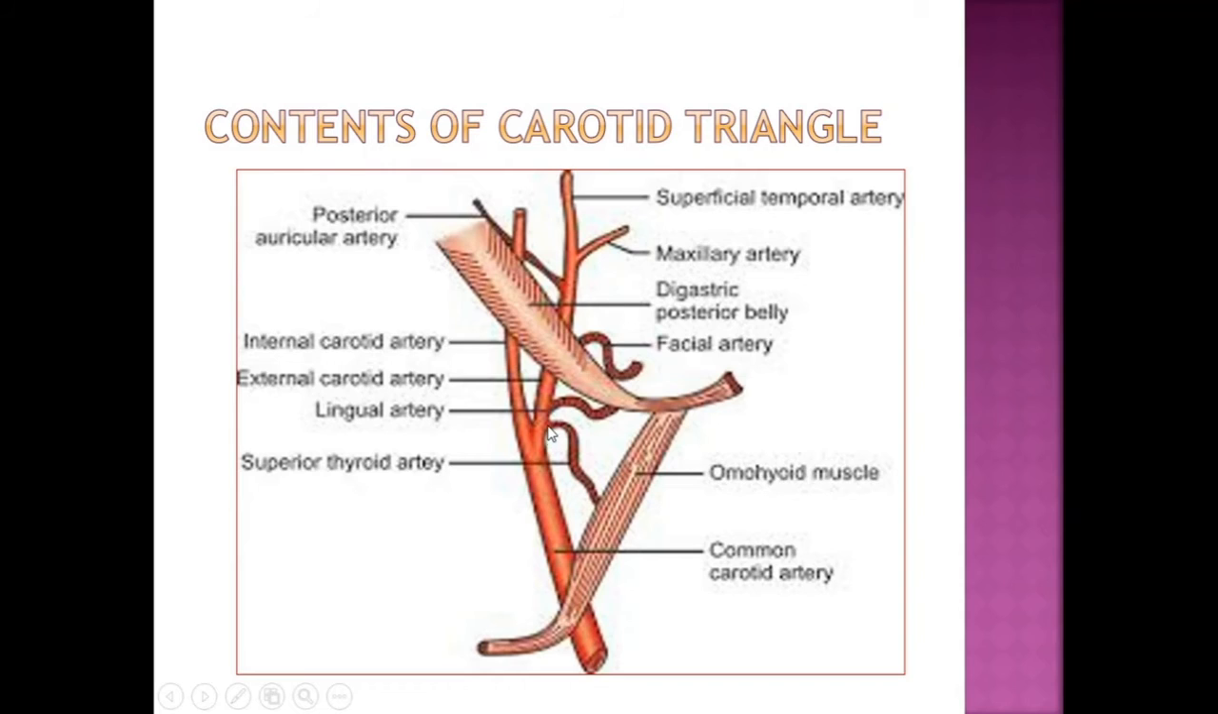So this is the superior thyroid artery. The superior thyroid artery runs downwards, resting on the inferior constrictor muscle. So that we have seen. And one more branch is the ascending pharyngeal artery, which is the first branch of the external carotid artery.